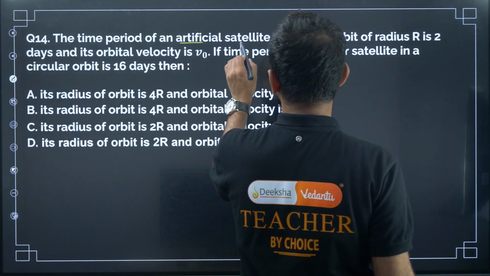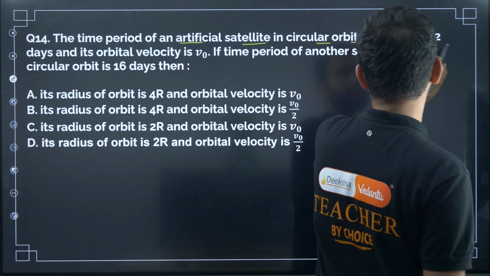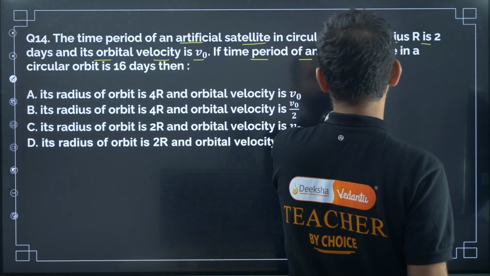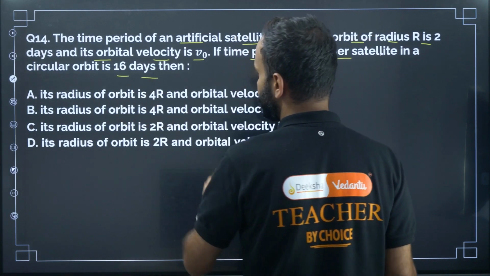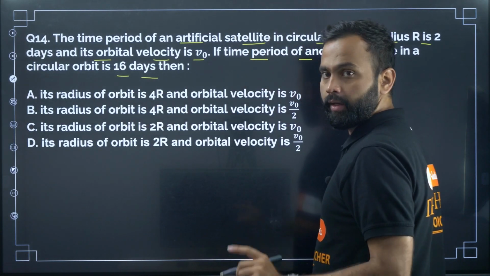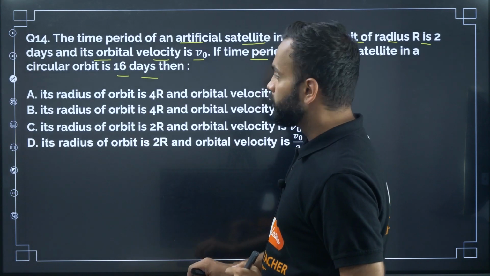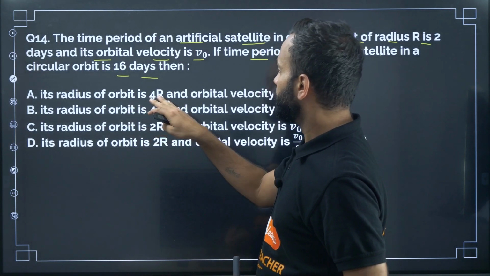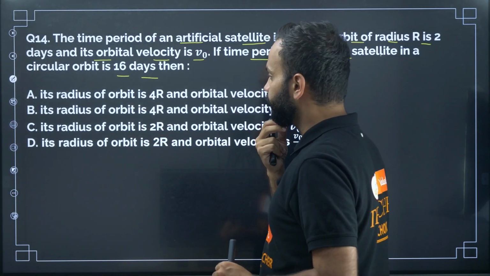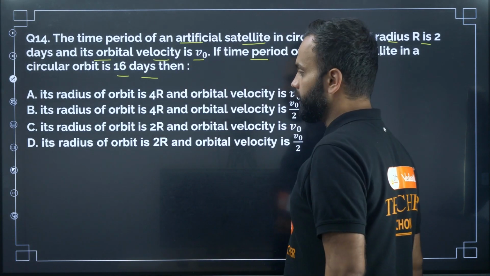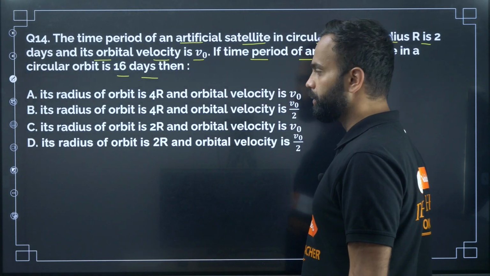The time period of an artificial satellite in a circular orbit of radius r is 2 days and its orbital velocity is v0. If time period of another satellite in a circular orbit is 16 days, then, if you look at the options, they are asking you to find the radius of the orbit and orbital velocity, right? So first find the radius of the orbit, then orbital velocity.